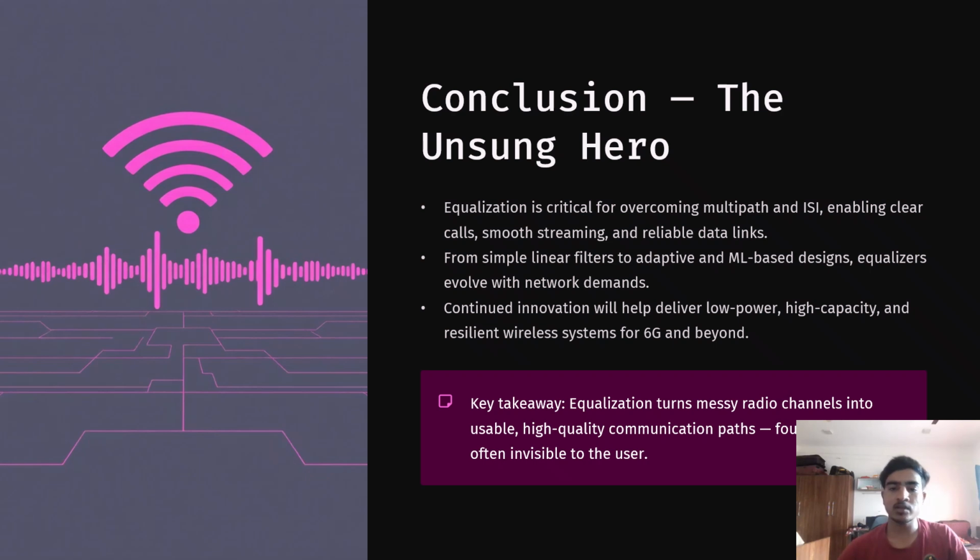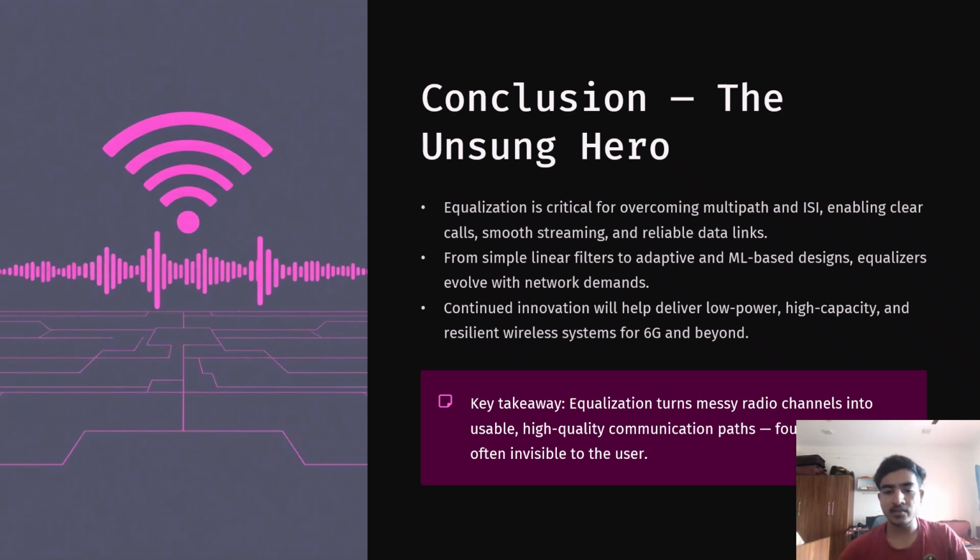And at last, we will come to the conclusion. The unsung hero. Equalization is critical for overcoming multipath and ISI, enabling clear calls, smooth streaming, and reliable data links. From simple linear filters to adaptive and ML-based designs, equalizers evolve with network demands. And continued innovation will help deliver low power, high capacity, and resilient wireless systems for 6G and beyond.